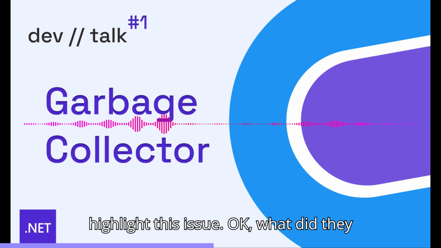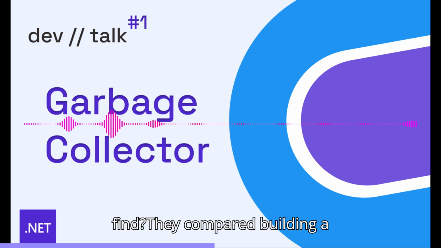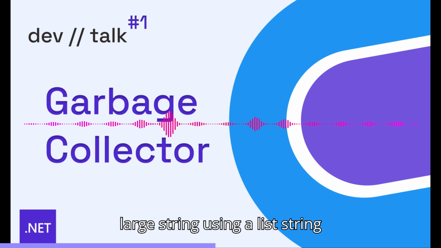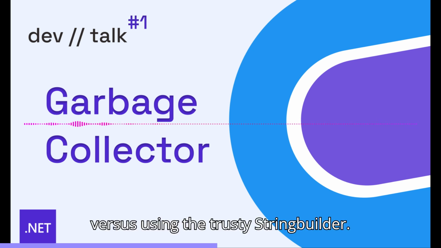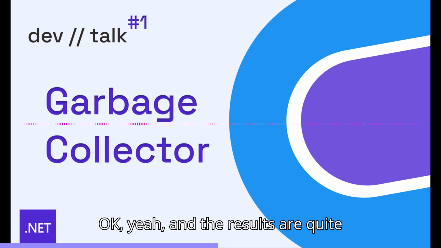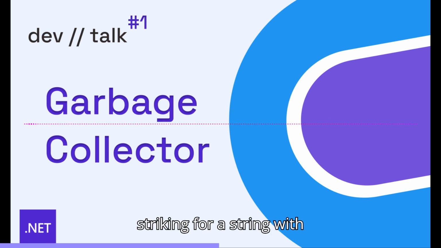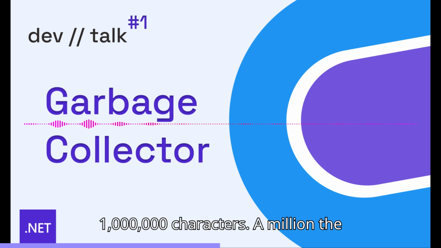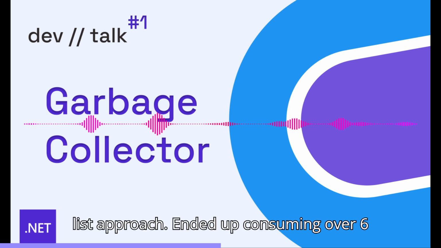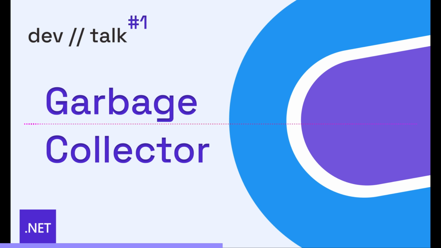That really highlights this issue. Okay, what did they find? They compared building a large string using a list of strings versus using the trusty StringBuilder, and the results are quite striking. For a string with 1 million characters, the list approach ended up consuming over 6 megabytes of memory in the LOH.